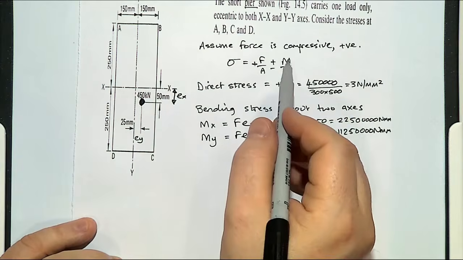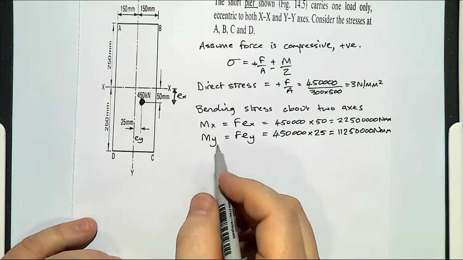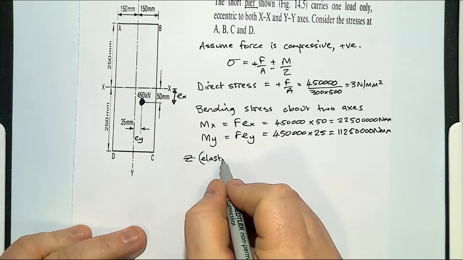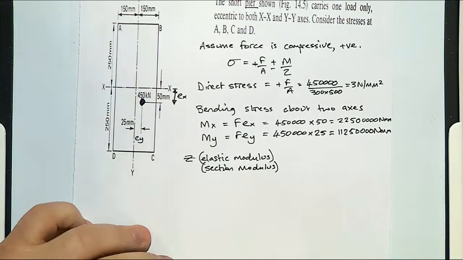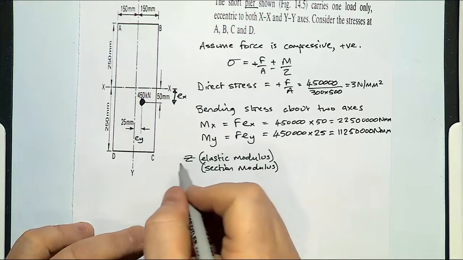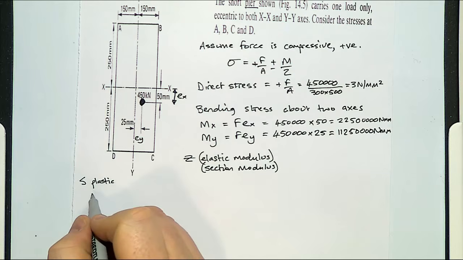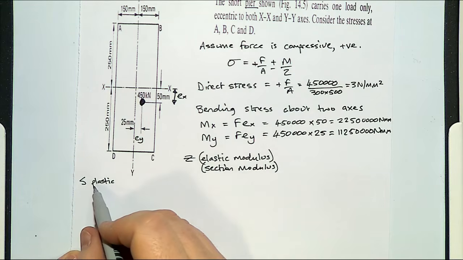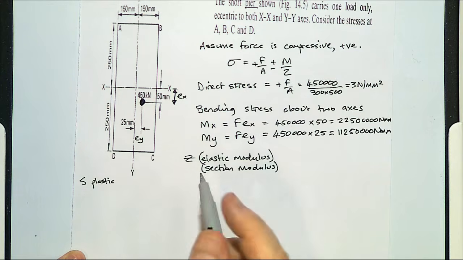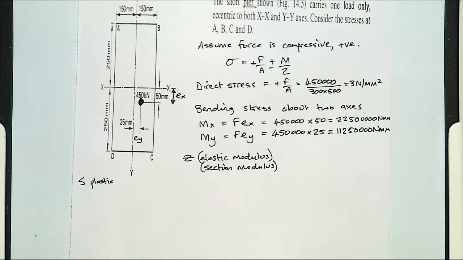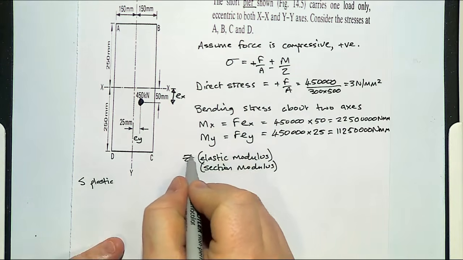Now for our bending stress, we've got M over Z. You can get your Z value from tables or from our formula. Elastic modulus is Z, and plastic modulus is normally an S for plastic. So when you look in the table, sometimes you've got Z and S. Problem is if you get some tables from America, they swap the letters around, where they have S for elastic modulus and Z for plastic. So try and make sure that you stick to UK.